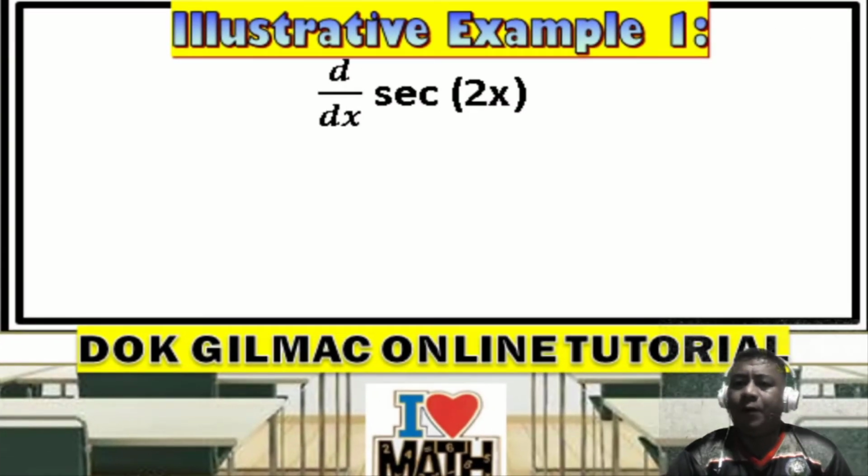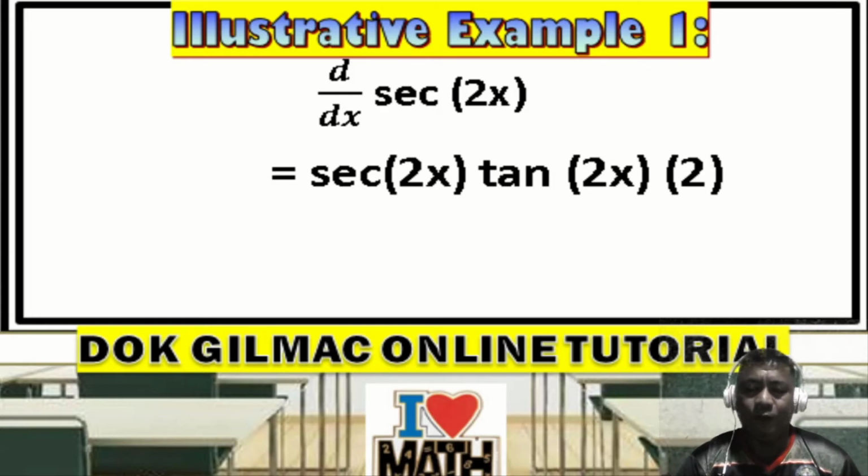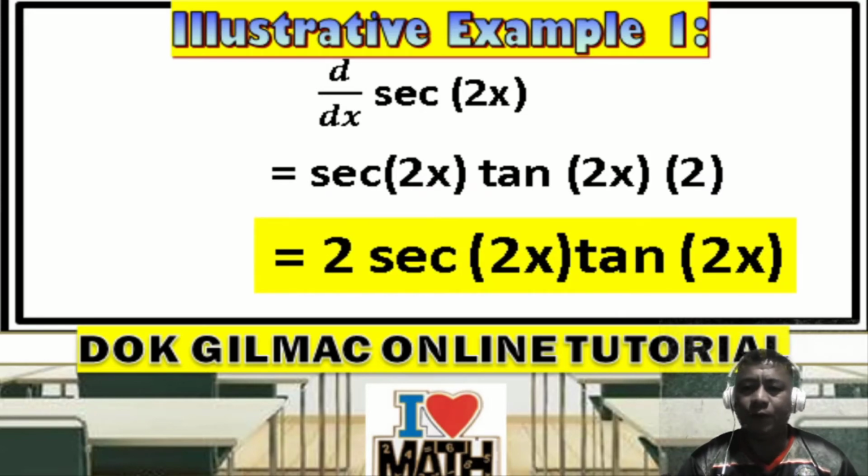Consider illustrative example number 1. d over dx of secant of 2x. So the given angle for the secant function is 2x. So we just apply the formula for the derivative of secant function. So we have secant 2x tangent 2x times the derivative of 2x, which is 2, since the derivative of x is 1. So simplifying further, this is just equal to 2 secant of 2x tangent of 2x.